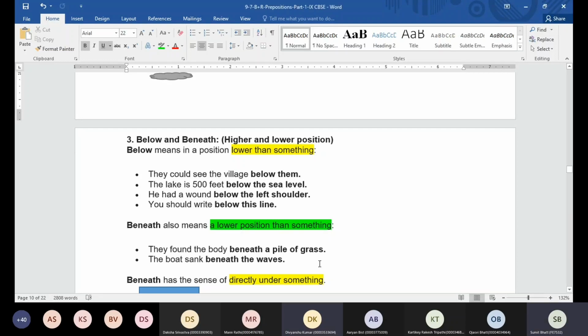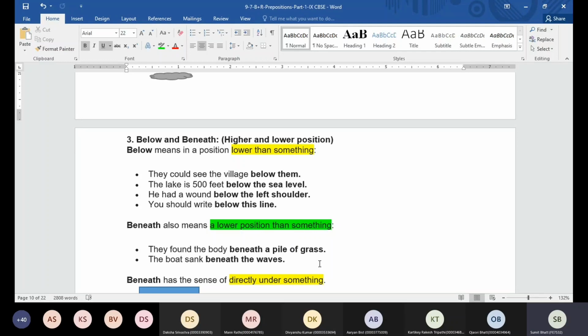Below is going to mean, beta, when you talk about that we are at higher altitude and something else is at lower position or lower altitude. Then we use the word below. Like you are in Mussoorie and you are looking at Dehradun, so you can say, I could see Dehradun below me. That means you are at higher altitude and Dehradun is at lower altitude.